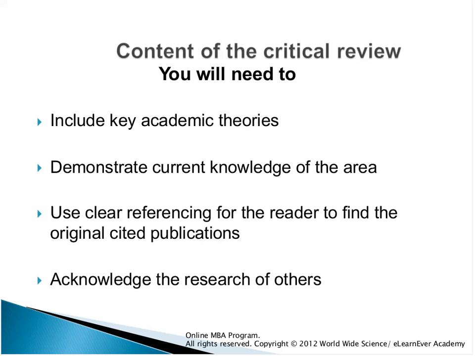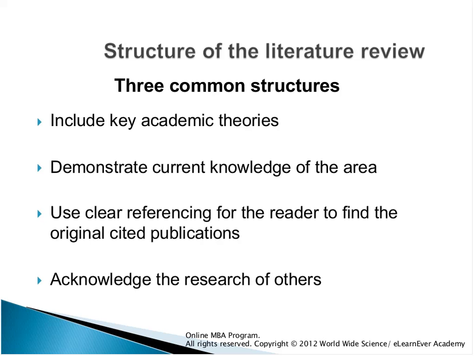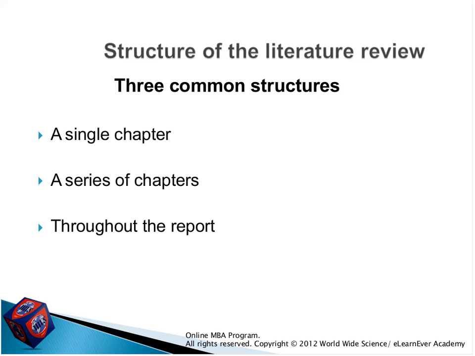So the content of the critical review: you will need to include key academic theories, demonstrate current knowledge of the area, use clear referencing for the reader to find the original cited publication, and acknowledge the research of others. So these are the parts of the content of the critical review. When you start the literature review, then see this slide again.